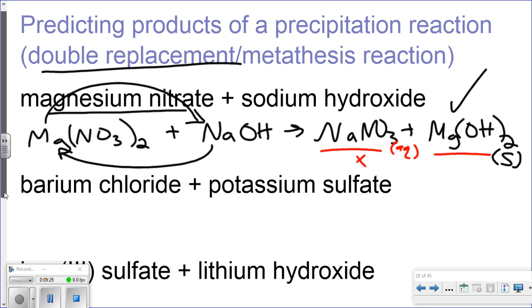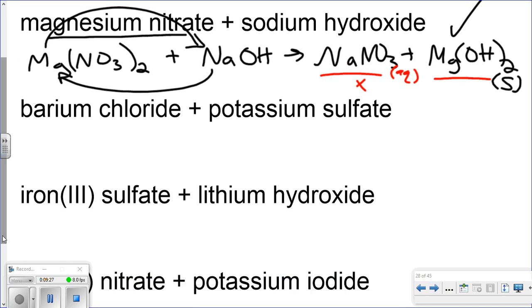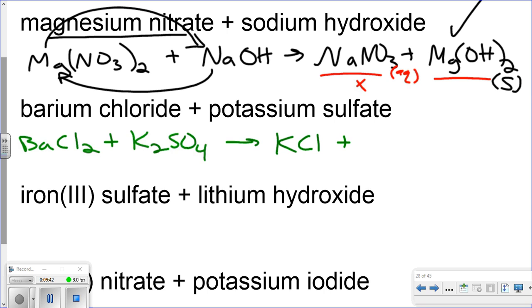Next, let's try this one. Here we have barium chloride. Barium chloride written correctly is BaCl2. And potassium sulfate is K2SO4. Okay? The cations switch places. And you can write these in any order. And BaSO4.